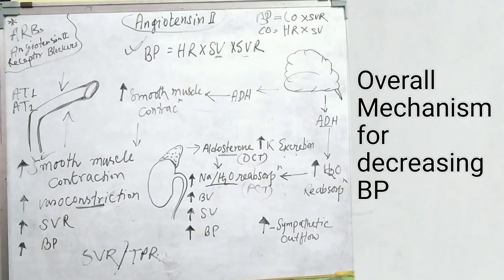This will then have the same downstream effects of increasing blood volume, stroke volume and blood pressure that we already saw. Aldosterone also increases the potassium excretion in the urine, which will become important when we talk about the side effects and contraindications of ARBs, the angiotensin receptor blockers.